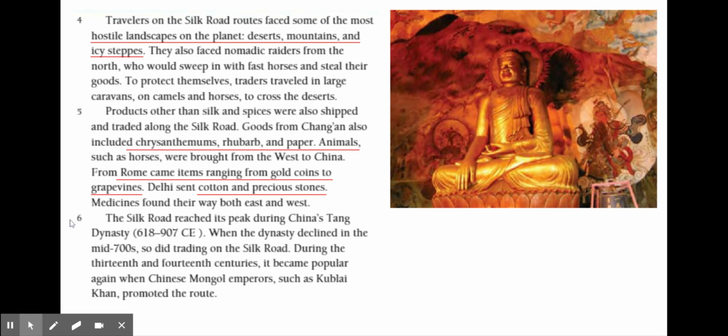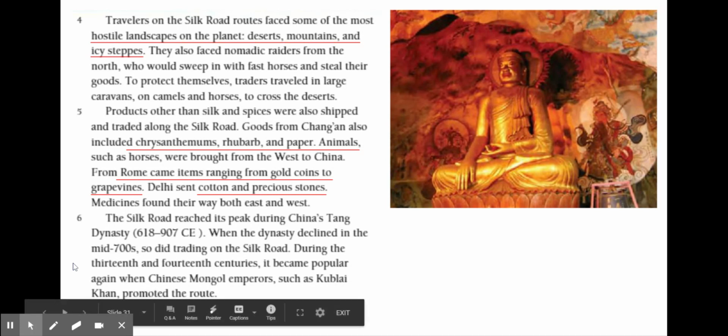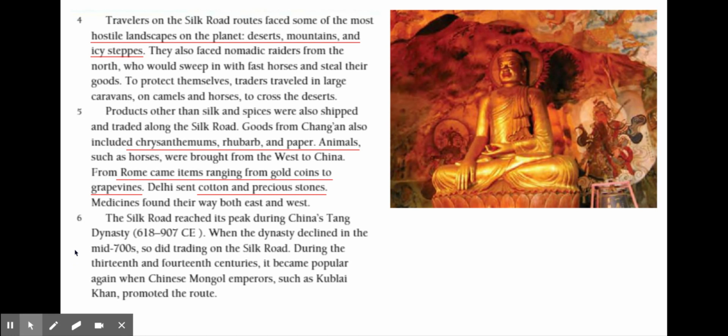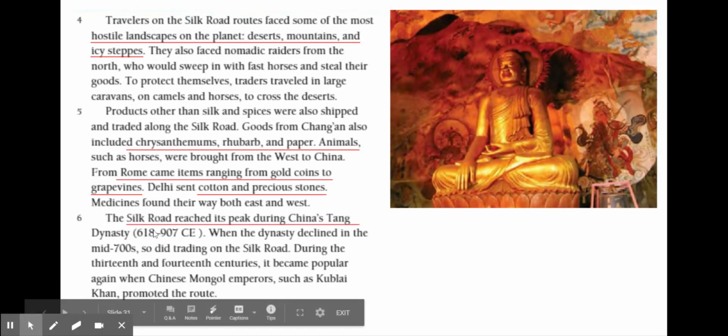Paragraph 6. The Silk Road reached its peak during China's Tang dynasty. When the dynasty declined in the mid 700s, so did trading on the Silk Road. During the 13th and 14th centuries, it became popular again when Chinese Mongol emperors, such as Kublai Khan, promoted the route. So that's important to know too, that it reached its peak during China's Tang dynasty.